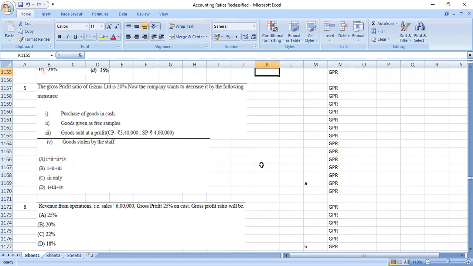Goods given as free samples. Okay, goods given as free samples can reduce gross profit, or goods sold at profit will definitely not reduce. Goods stolen by staff. Goods stolen by staff also will not affect gross profit.